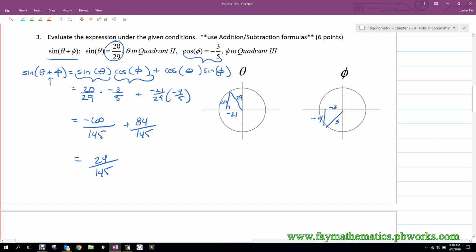So we get 24/145. Remember, we can check this. So I'll go ahead and show you before you turn your assignment in or your test in. You can double check to make sure this question is correct.